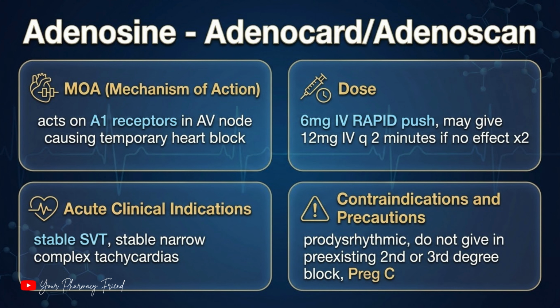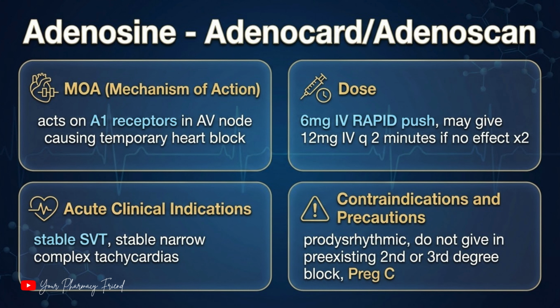Adenosine is primarily used for the acute treatment of stable supraventricular tachycardia, commonly referred to as SVT. It is also effective in stable narrow complex tachycardias, particularly when the rhythm involves the AV node in the reentry pathway. Because adenosine temporarily blocks AV nodal conduction, it can both terminate certain tachyarrhythmias and assist in the diagnostic evaluation of unclear supraventricular rhythms. Next, let's discuss contraindications and precautions.